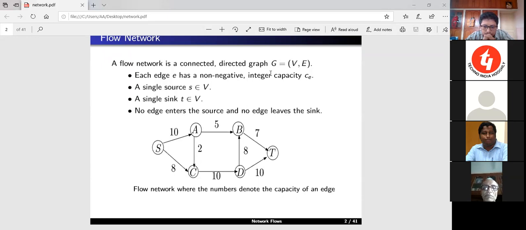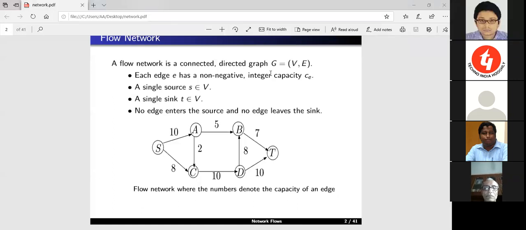There are two special nodes which are called the source and the sink. The source is usually denoted by S and the sink is denoted by T. You can see S and T. Single source and single sink. Of course, there are variations of this problem in which there are multiple sources, multiple sinks, but we'll be talking about the simplest form of this problem, which is single source, single sink problem. And on every directed edge, there is a weight, which is called the capacity of the edge.